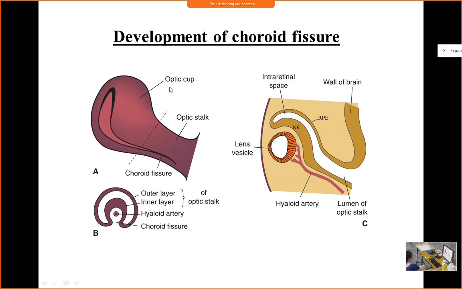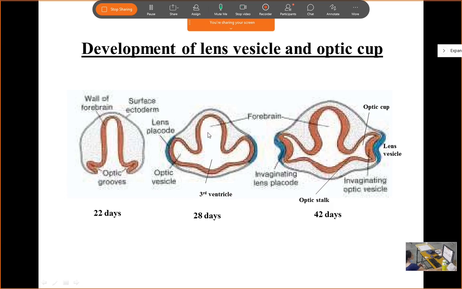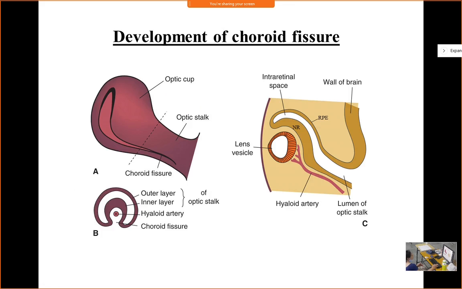Now this is the optic cup, and there is invagination, and this invagination ventrally also extends into the optic stalk. So where is the optic stalk? Here you can see the optic stalk. This is the optic vesicle, and it is connected with the lower part of the third ventricle by the optic stalk. When it is invaginated, this invagination is also present in the optic stalk, and that is known as the optic fissure, the choroid fissure.